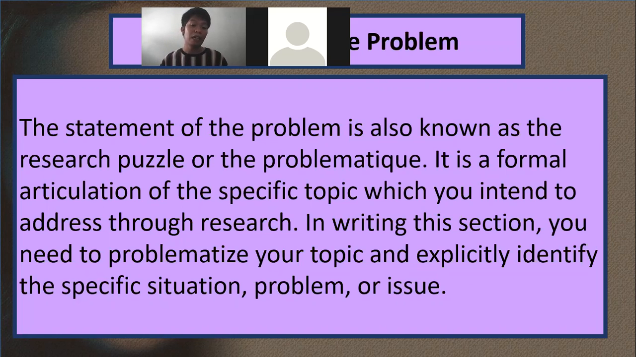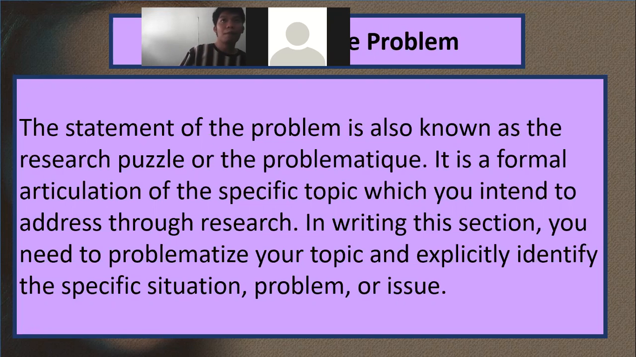But it should be in interrogative sentence. That's what I have said earlier. SOP should be in interrogative sentence, like the ones that I have shown to you earlier. For example, what are the learning styles of grade 11 students? What are the multiple intelligences of grade 11 students?